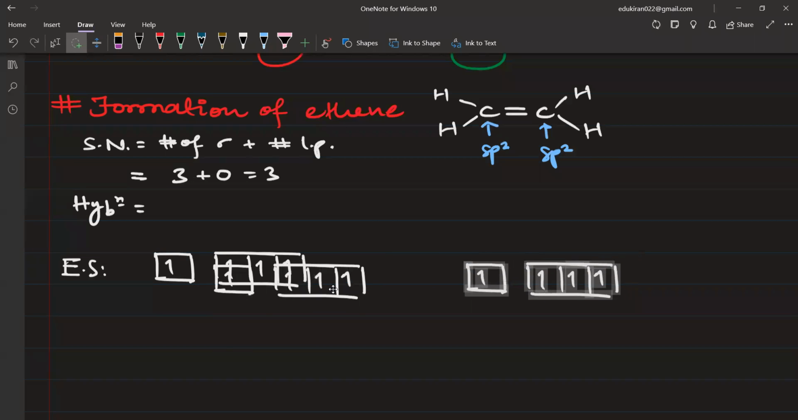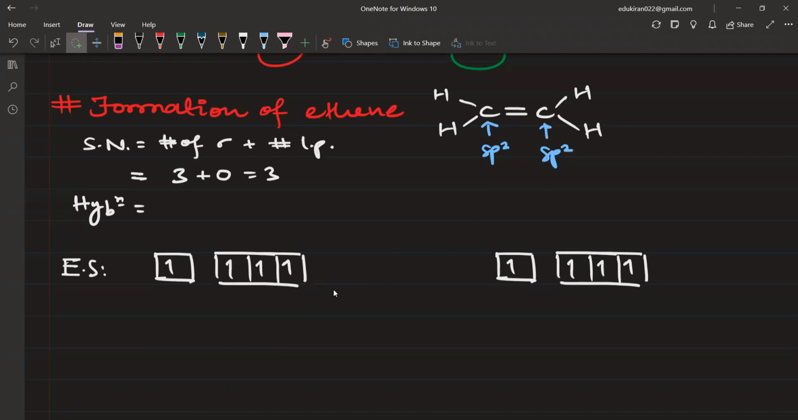This is for one carbon, because we have two carbon atoms, two central atoms. I'm drawing this one for the other one. This is your excited state. Now, hybridization: we need only sp2. So one s, this p, and this p will mix together.